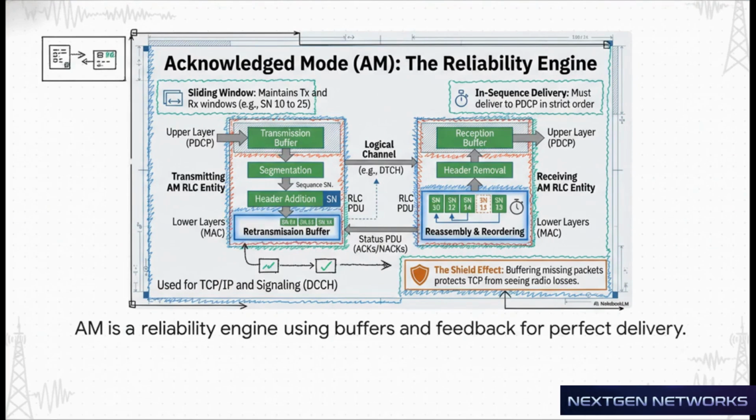It's amazing. On the left here, you see the transmitting side. It uses a transmission buffer and a retransmission buffer, basically keeping a copy of everything it sends out. Then, on the right, the receiving side has a reception buffer to carefully check and reorder everything that comes in. This entire system, which is managed by something called a sliding window, is what lets the network keep track of every single piece of data.